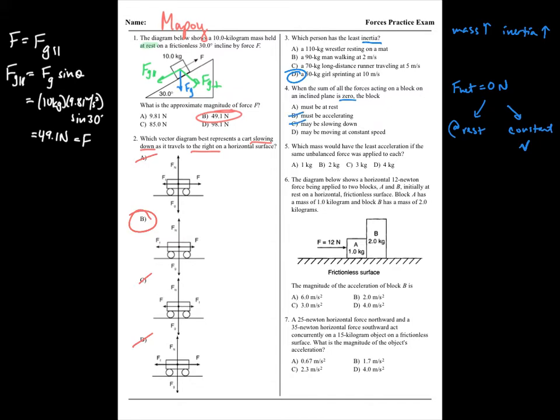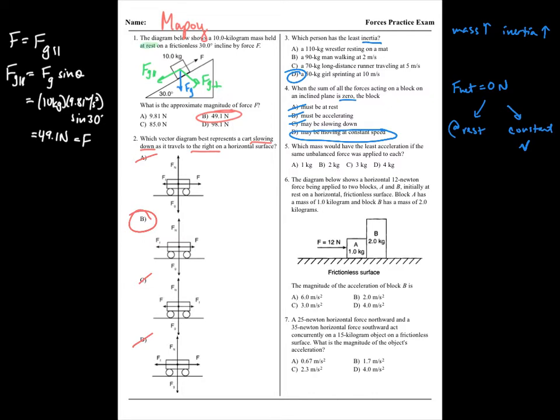Between A and D, A is saying it must be at rest. So it has to absolutely always be at rest if F net is 0. And that's not the case. It's not always true. It may be moving at constant speed. So choice D is valid because it allows for us to see that it can be constant V or something else, which is at rest.